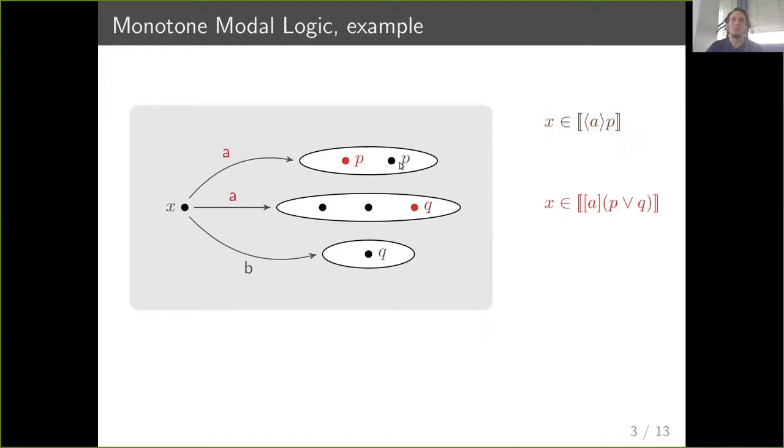And we also have that this box formula, box A (P or Q), is satisfied at X because in every A successor neighborhood there is at least one state satisfying P or Q, namely the left state in the upper neighborhood and the right state in the middle neighborhood that satisfies Q in this case. Here's a negative example. This formula, diamond B P, is not satisfied at X because the only B successor neighborhood does not satisfy P in any state, and we would require it to satisfy P in all states.